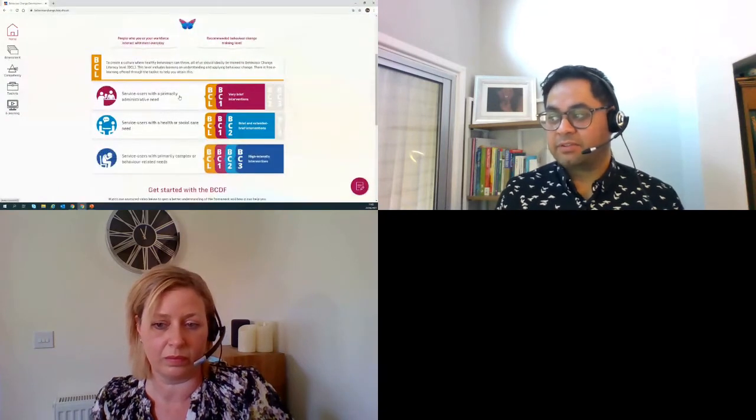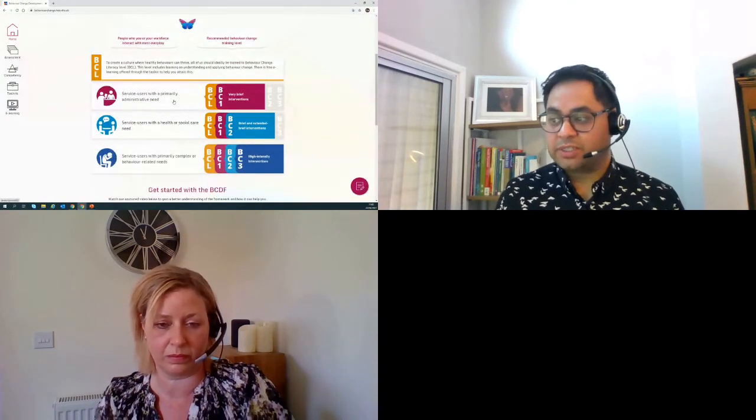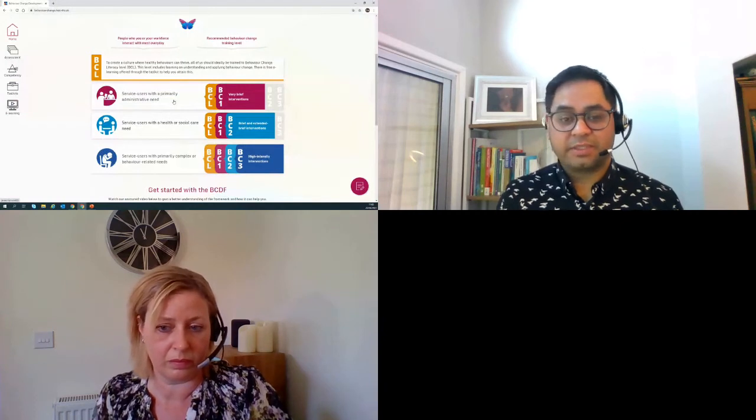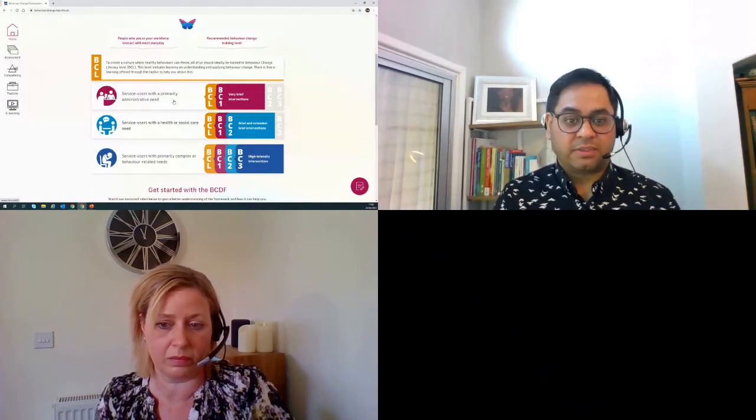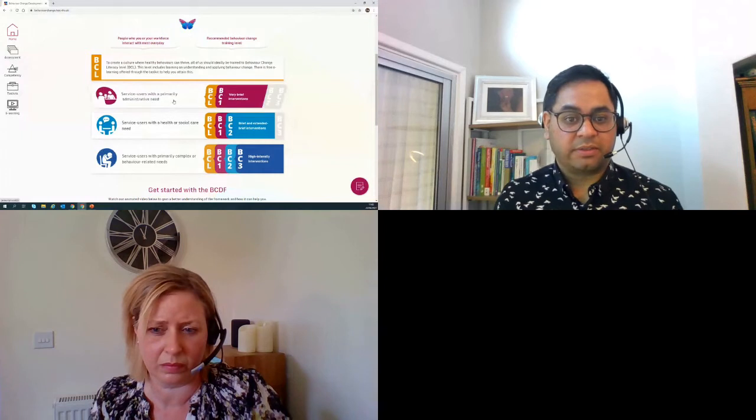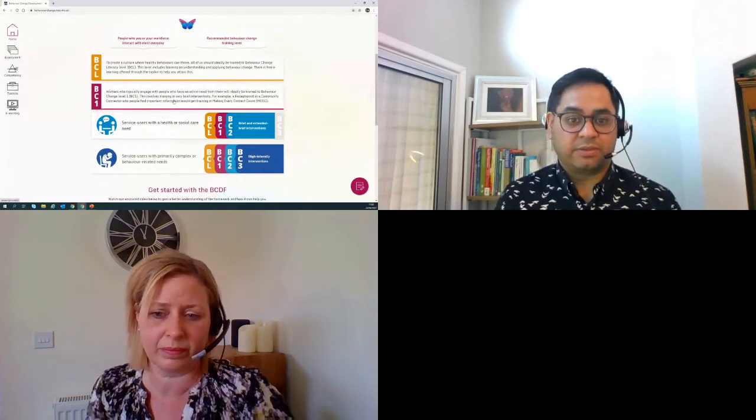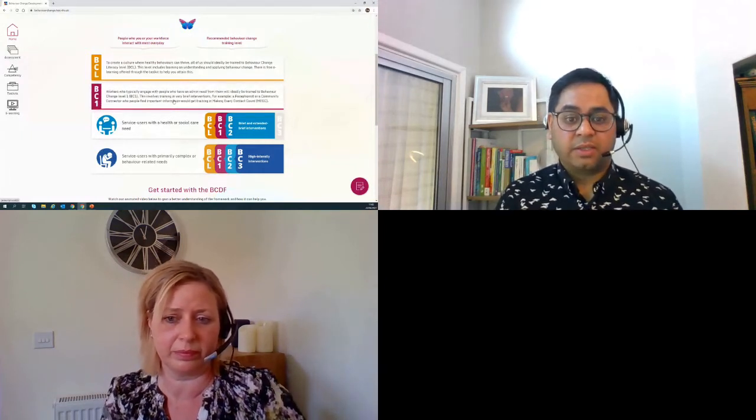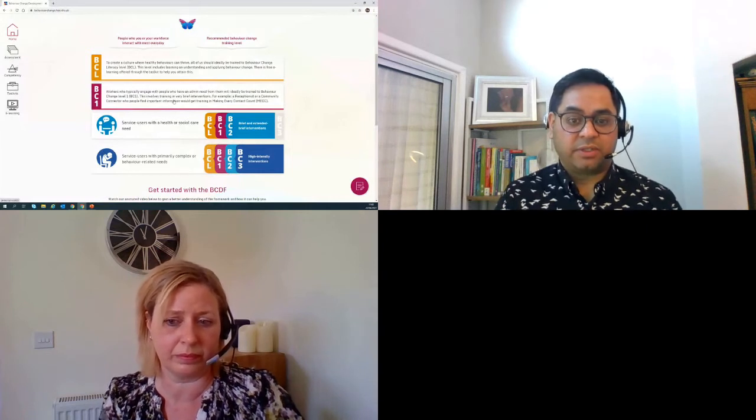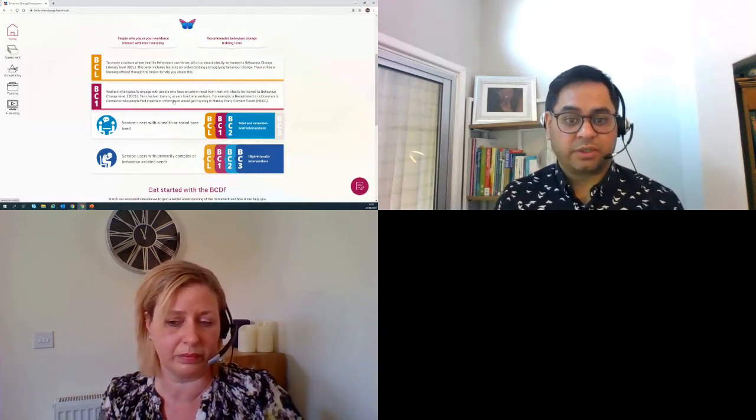We then have the very brief intervention, which we're calling behavior change level 1. And this is for workforces that support service users with primarily an administrative need, where they may be looking for some signposting information or some very brief advice and support. And this is where we would position our Making Every Contact Count programs.